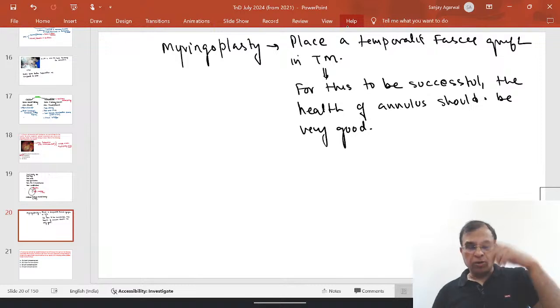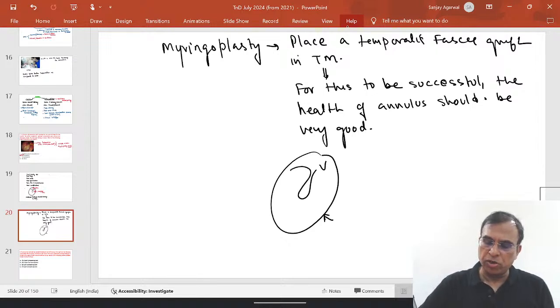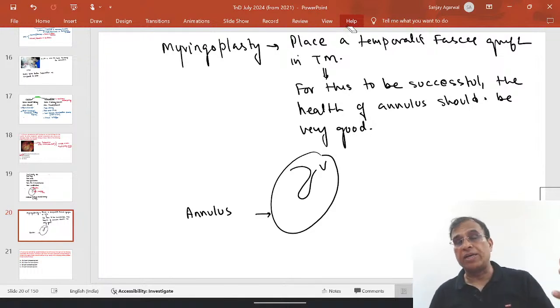because annulus, you all know, the boundary of the tympanic membrane is called annulus. So if this is your tympanic membrane and we do the handle of malleus and all this, so this boundary is called the annulus. For the graft to be successful, to take up, as we call it, the health of the annulus is very, very important.